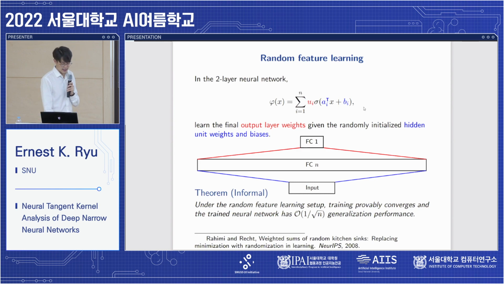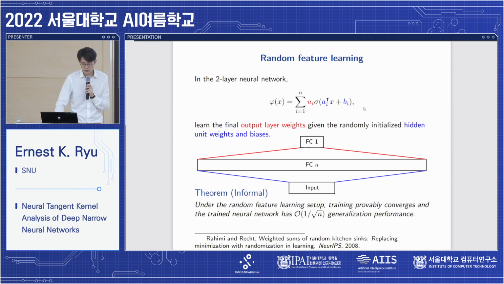So then nearly 2 decades pass, and then Rahimi and Recht present their work on random feature learning. The setup is similar. We'll again consider the two-layer neural network, but the setup they consider is they will randomly initialize the hidden unit weights and biases. The A's and B's in this equation will be randomly initialized as IID Gaussians with certain mean and variance. And then the output layer weights, the weights of the final fully connected layer, will be trained. They will be learned through training.